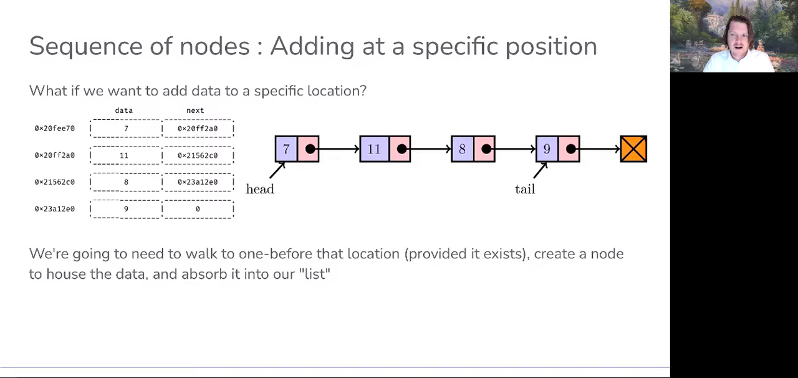So this is the fun one. How do we add at a specific position? So what if we want to add in a node at maybe the second element or the third element, whatever. Assuming this is the initial configuration here, we have a sequence of 4 nodes attached together, each residing on the free store. So in order to add a new node at a specific position, we're going to need to walk to one before that location, provided that it exists, create a new node to house the data, and then absorb that node into our list.